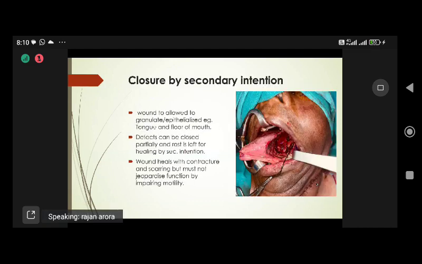Then closure by secondary intention. The wound is allowed to granulate if it lies, for example, on the tongue and floor of mouth. The defect can be closed partially and the rest is left for healing by secondary intention. The wound heals with contracture and scarring, so it must not jeopardize function by impairing motility of the tongue.